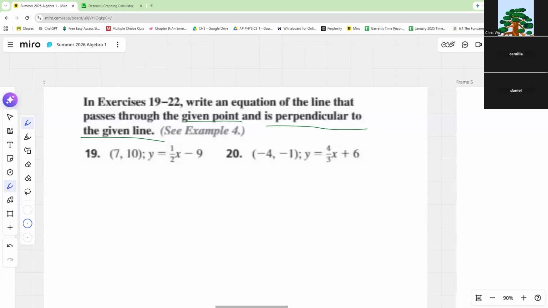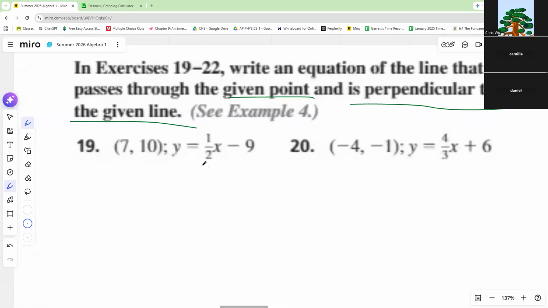For 13, is it y equals negative 2x plus 24? That is correct. Good job. So because this is 1/2, we need an m that's negative and flip that, so 2.